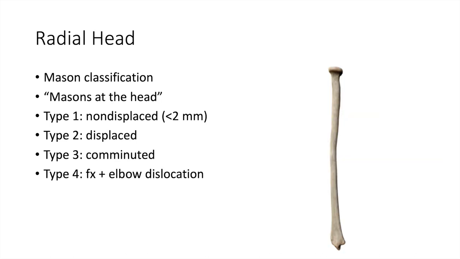Okay, following that, we got the radial head. So this is the Mason classification. I always hear people say, oh, Freemasons rule everything. So I think of the phrase Masons at the head. That helps you remember this one. Type 1 will be non-displaced, less than 2 millimeters. Type 2 is displaced. Type 3 is comminuted. And type 4 is a fracture with an elbow dislocation.